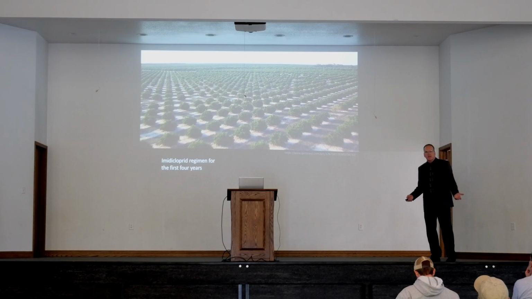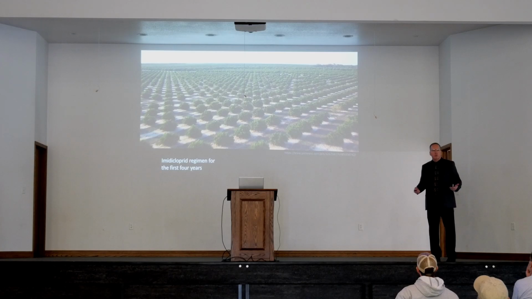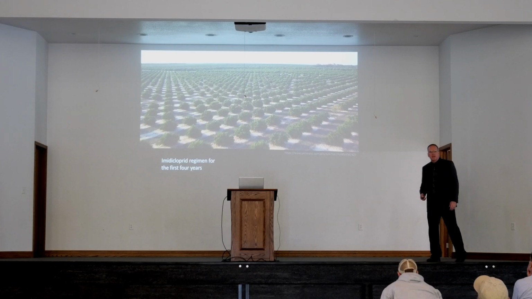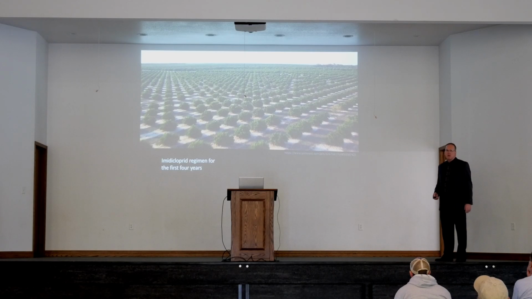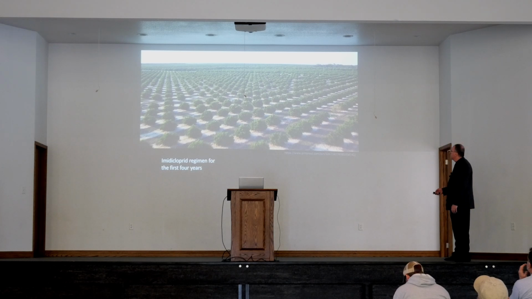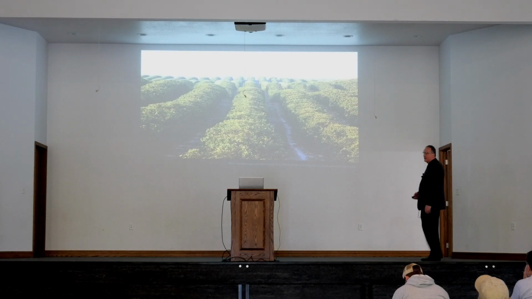We estimate that, give or take, 100% of the trees have citrus greening. It may be a little bit less, but who cares if it's 95 or 90? It's about 100%. So this is what we're doing now.